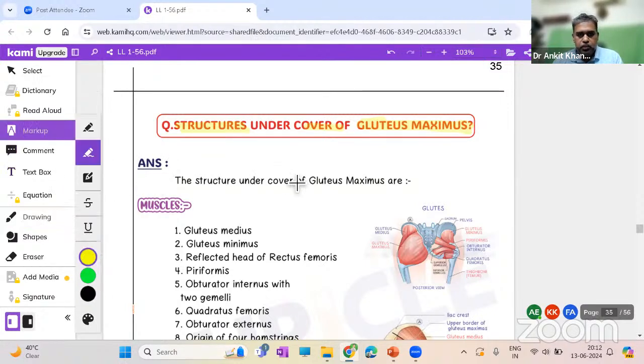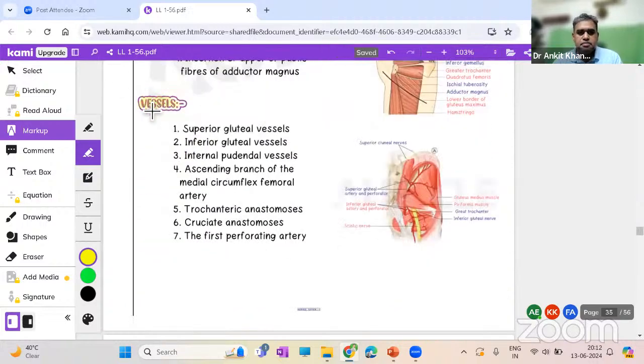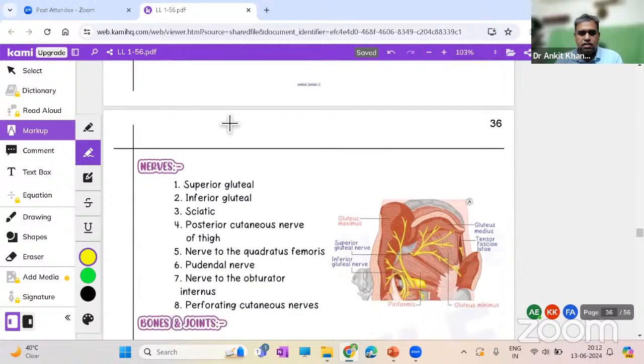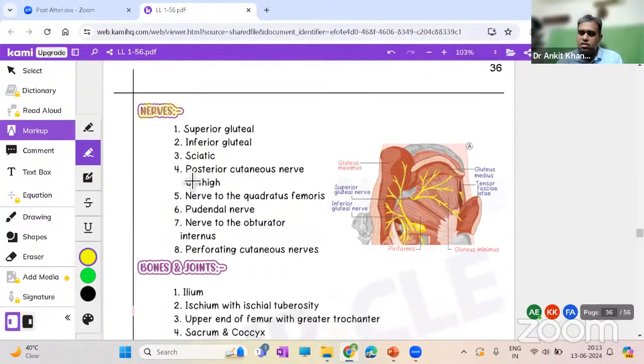Now, for the structures deep to the gluteus maximus, you can divide it if you're writing in the exam. There are a few muscles, point number one. Then there are a few vessels. Muscles, vessels, and obviously if muscles are there, you need nerves. If muscles are doing their job, muscles need two main things: nerves and blood vessels. That's mandatory. So these three things will go.